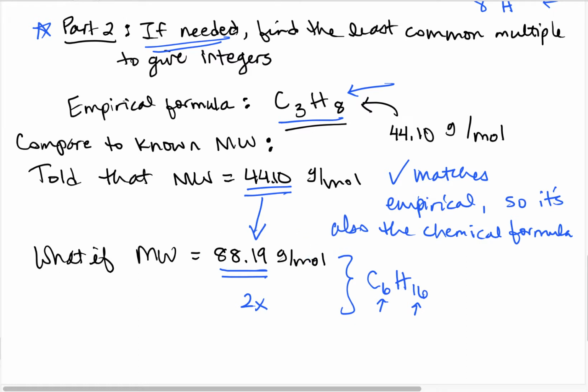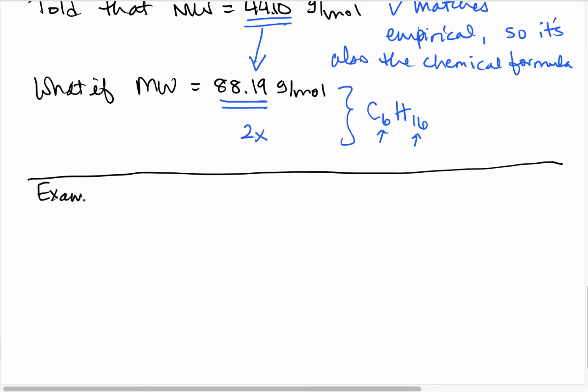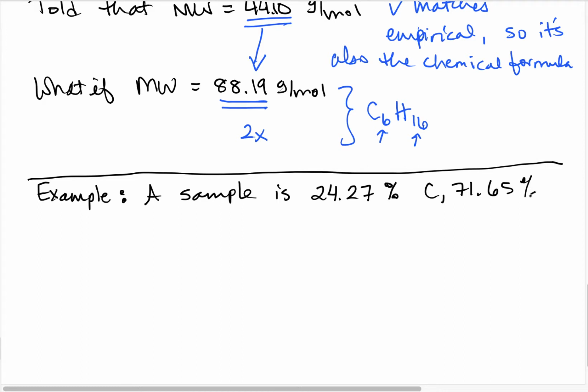Okay, so let's go ahead and try another example. This is one I want you to try without me working out the steps. So let's say that a sample is 24.27% carbon, 71.65% chlorine, and 4.07% hydrogen, all by mass.